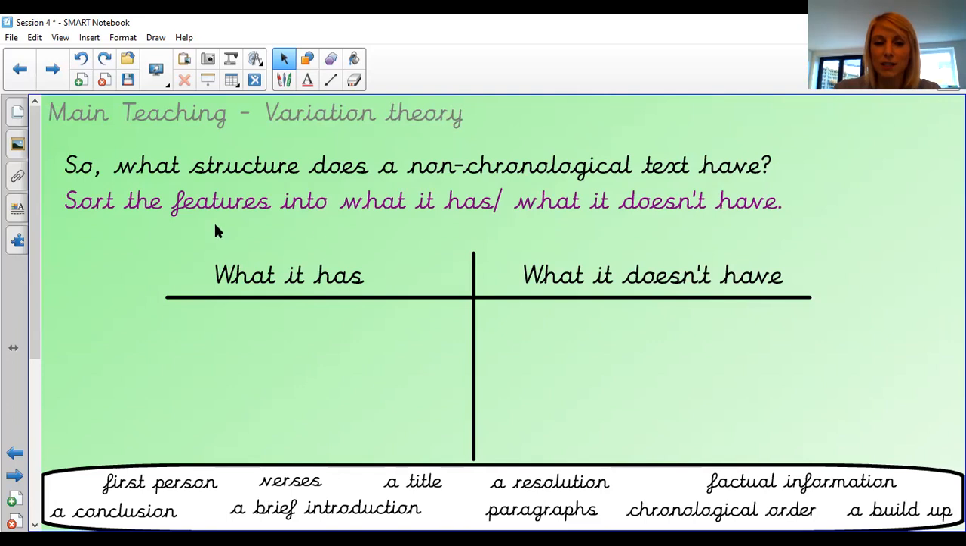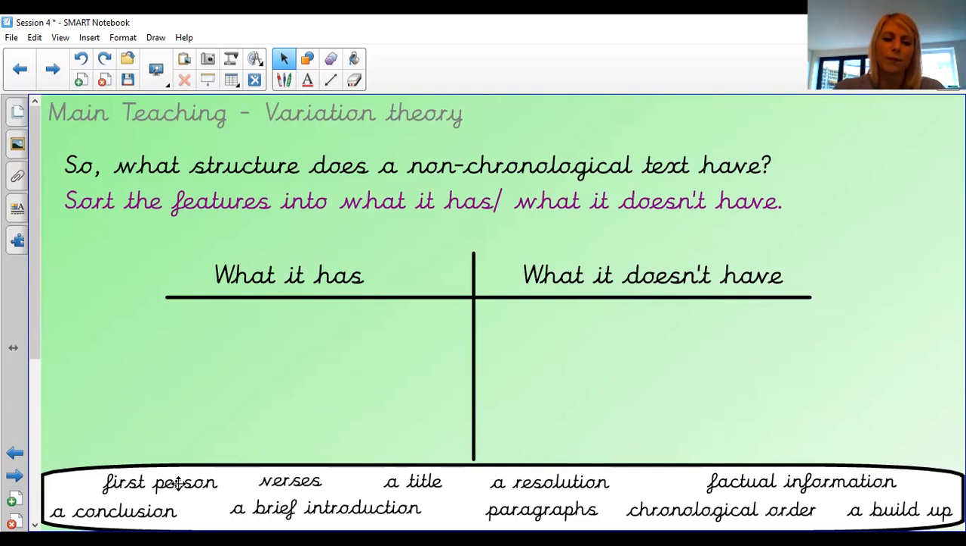So which features does a non-chronological report have and which doesn't it have? So pause the video and see if you can answer this. Okay, I hope you had time to do that. I'm going to go through these now. So let's go back in order.